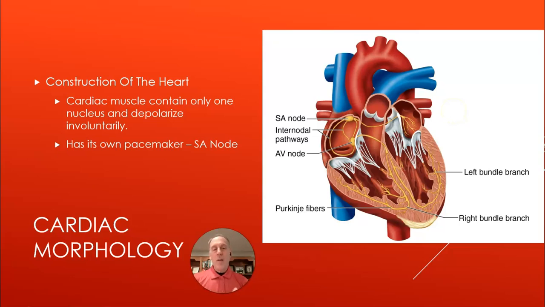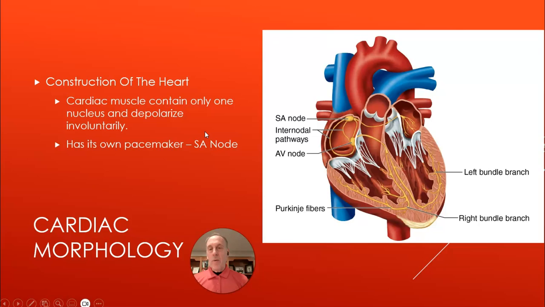So the SA node and the AV node have to work together to be able to take the electrical current that's in the heart from the SA down to the AV within the internodal pathways and down to the Purkinje fibers, and be able to distribute that electrical current in an orderly fashion that allows for the contractile mechanism to happen so blood can service the rest of the body.